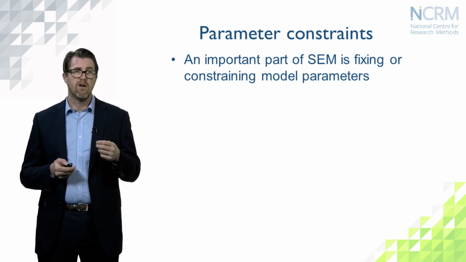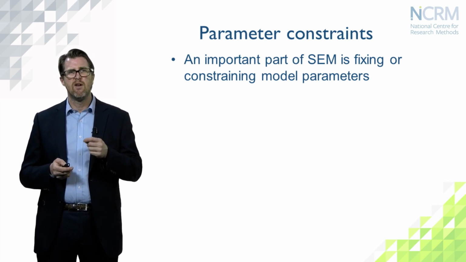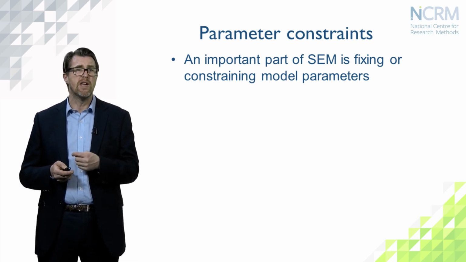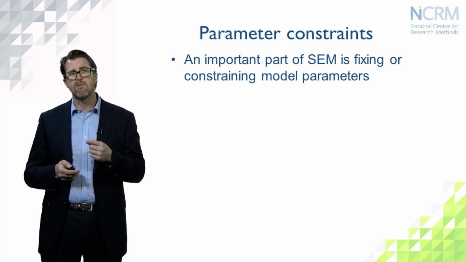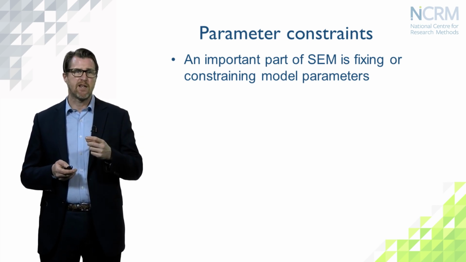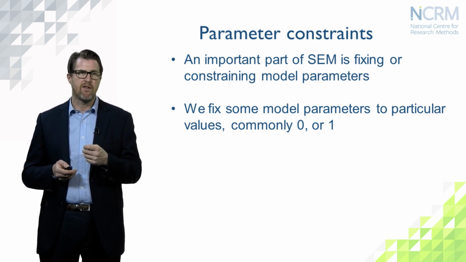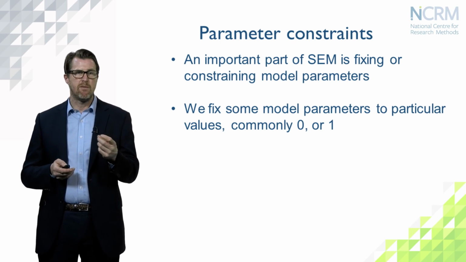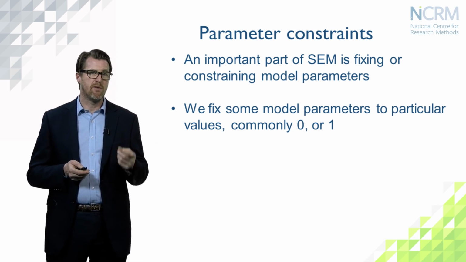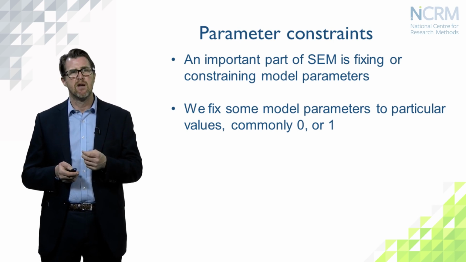This is also true, of course, in SEM, but in SEM we have an additional focus, which is on fixing or constraining parameters to particular values before we estimate our model. And that's a bit unusual for many people. So we can fix model parameters to any values, but it tends to be the case that we will be fixing parameters to be the value 0 or the value 1. Those are the most common parameter constraints that we make in SEM, and I'll come back to why we do that later.